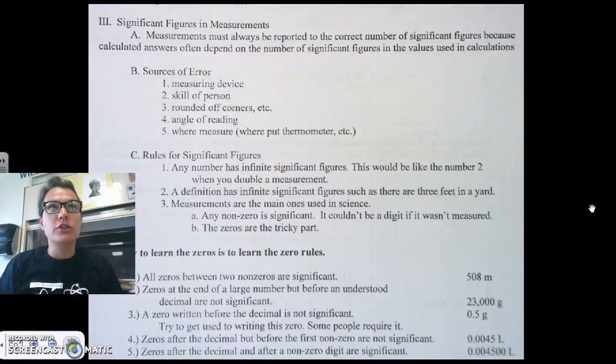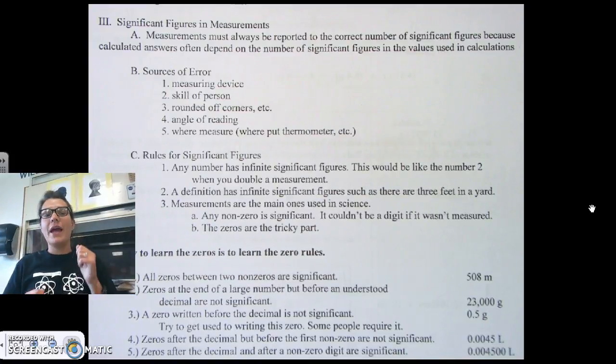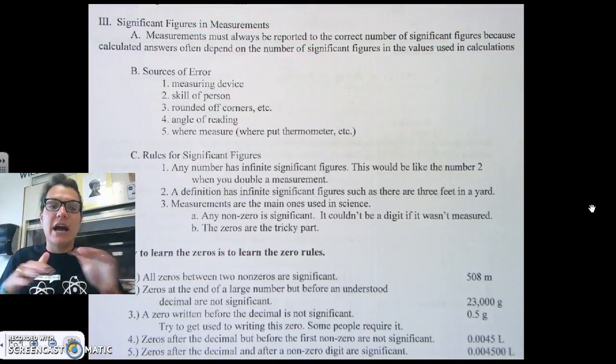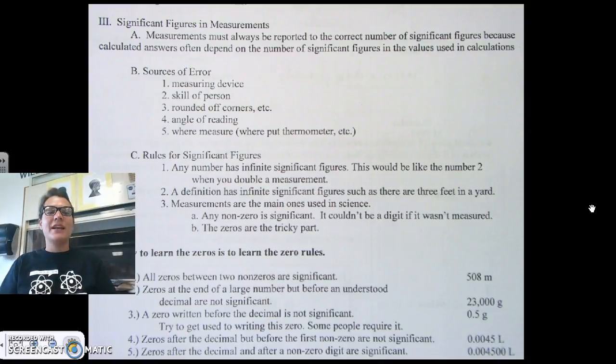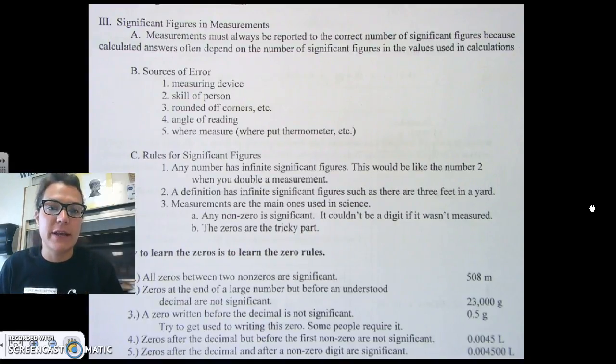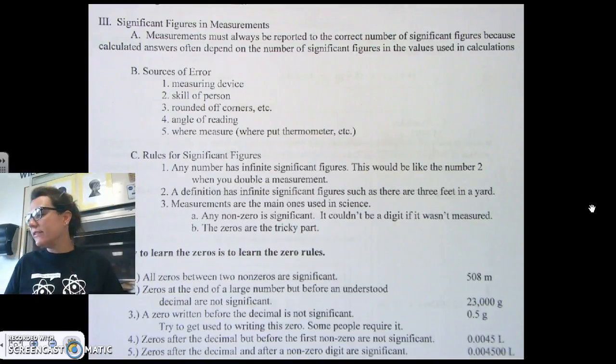Significant figures, or shortened sig figs, or SF sometimes when I write. Okay, now let's talk about what a significant figure is before we actually dive into how to calculate or how to measure them. Now, this lesson is just specifically about how do I figure out what is significant and what is not significant. Okay, so significant figures.